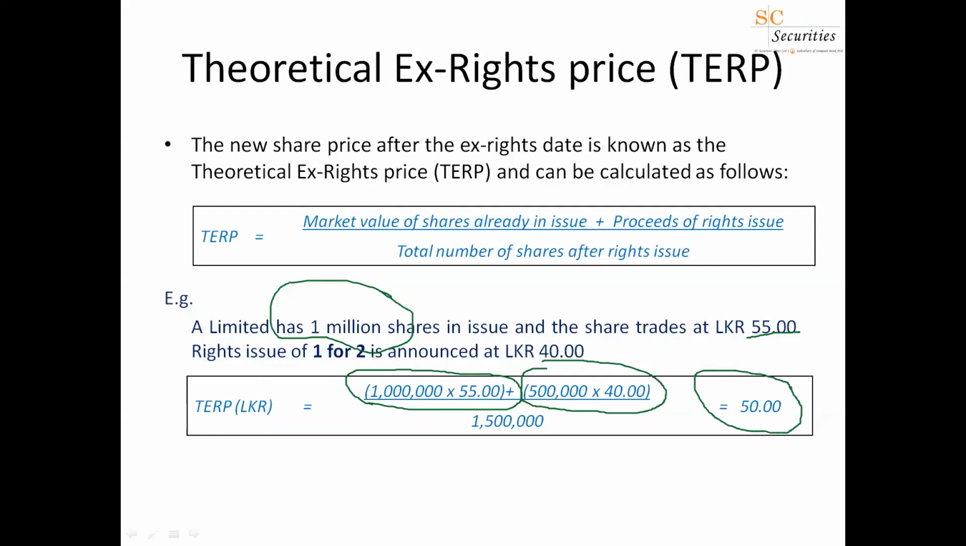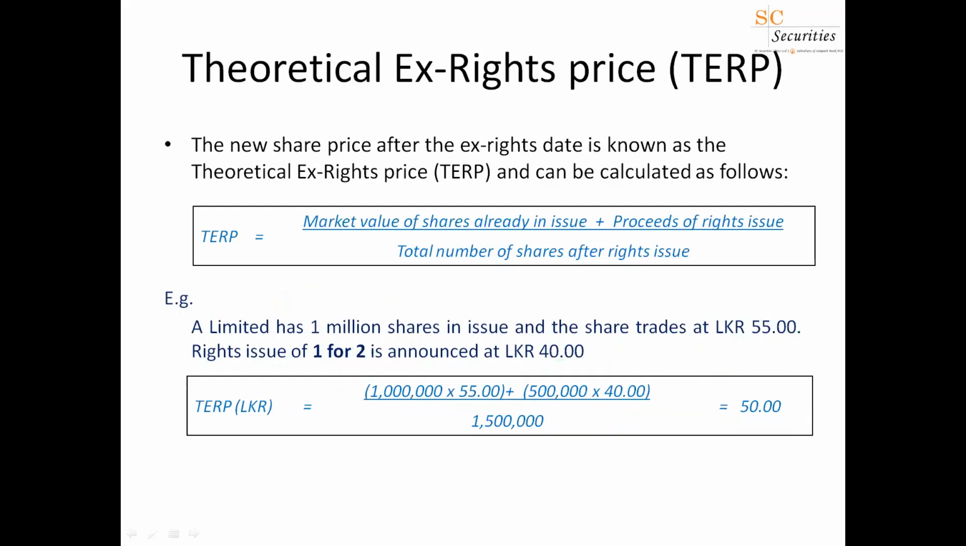The share is currently trading at 55, and rights are coming at 40. So subsequent to the ex-right date, the price should get adjusted to 50. That's why I said that typically, after the ex-right date, the share price would come down. Why? Because the new shares are being issued at a price less than the current market price. So there is a dilution effect. This is the theoretical ex-right price.